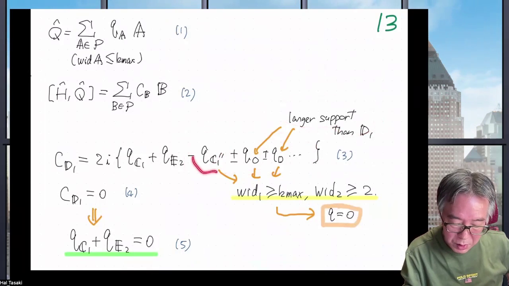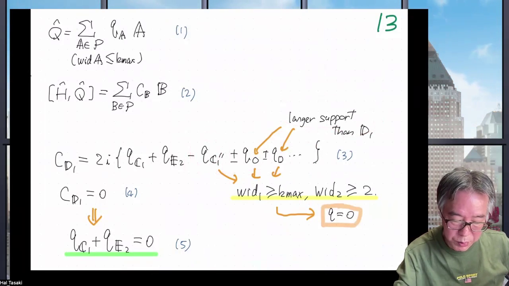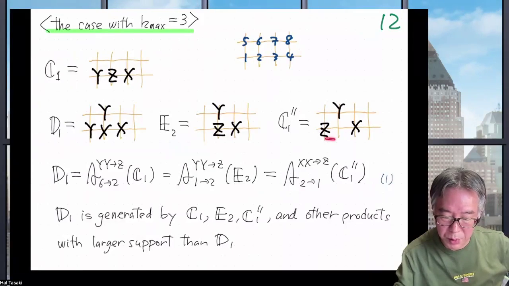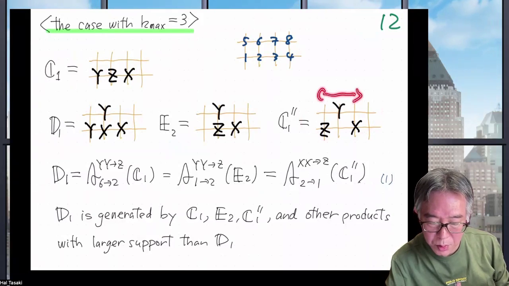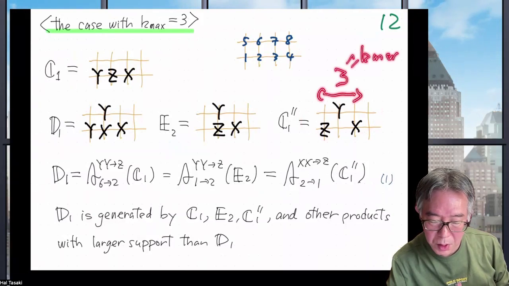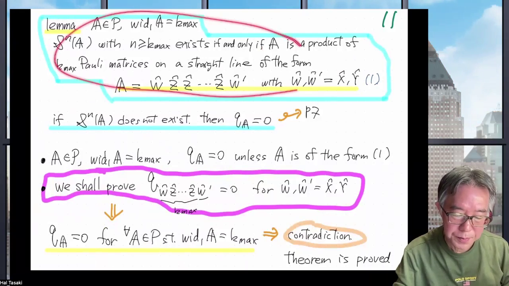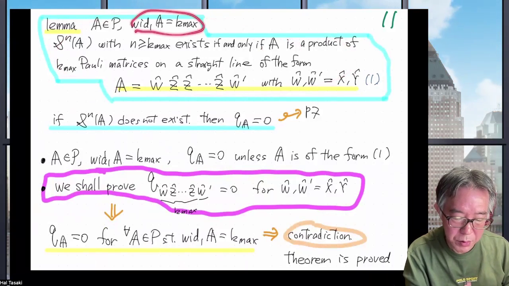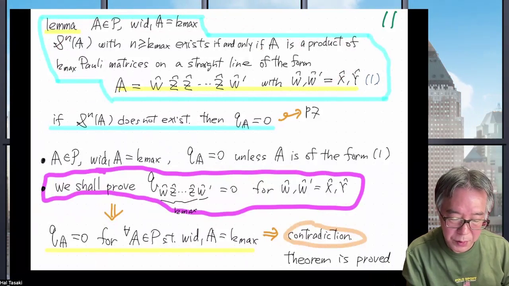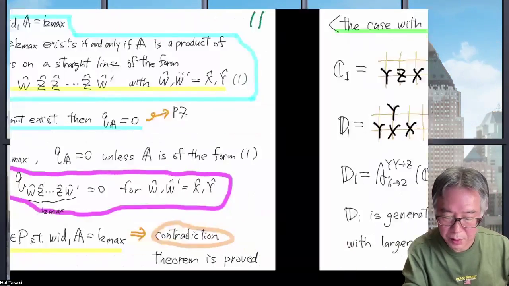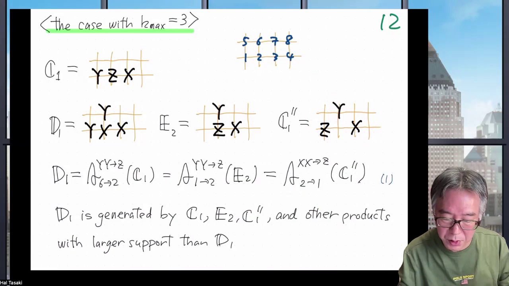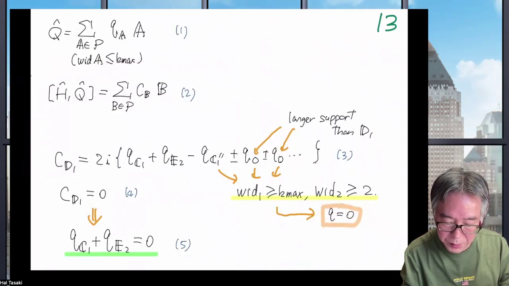Why do you know this? Well, let's look at this C1 double prime. It has horizontal width 3, which is K max, so you cannot exclude it yet. But look at this: it has width K max equals 3, but it's not in a straight form. Let's look at this lemma. If A has horizontal width K max, then its coefficient is 0 unless it is aligned in a straight line. So this is not aligned in a straight line, and you see that this guy has 0 coefficient.